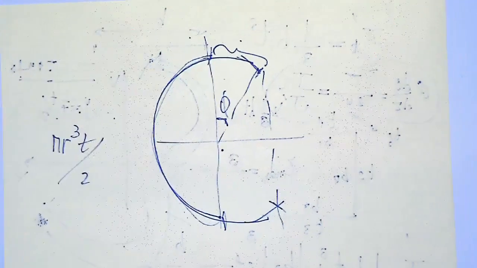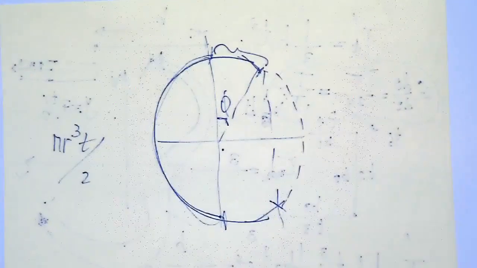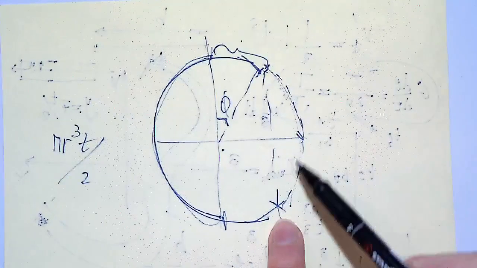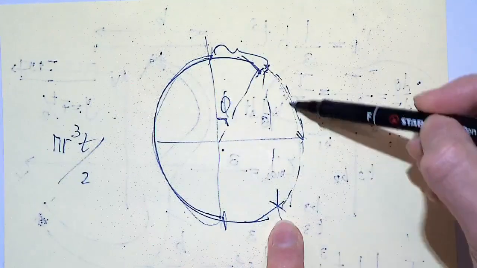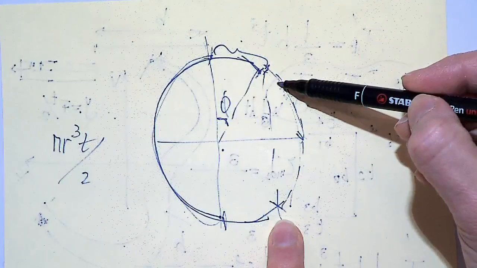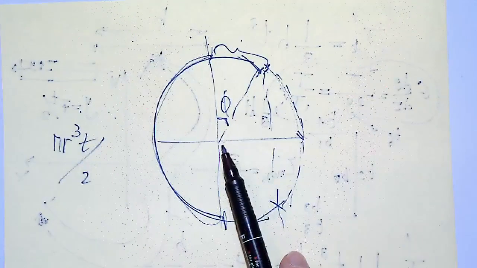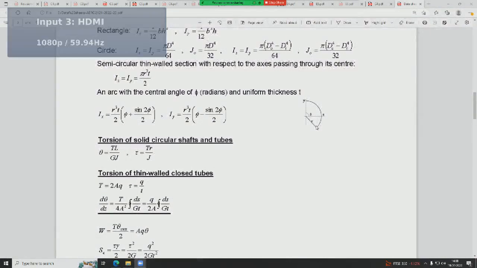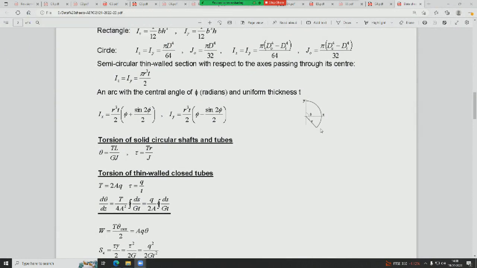Or sometimes it's easier to do it for the full circle and subtract these two parts from it. So this is much easier. You can find it for the full circle and subtract this part from it. Your choice, whichever you prefer. So based on the question you asked me, those two equations are for an arc which is less than 180 degrees. Does that answer the question? And phi is in radians.